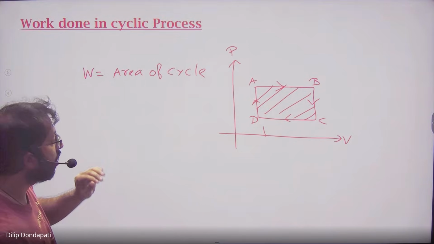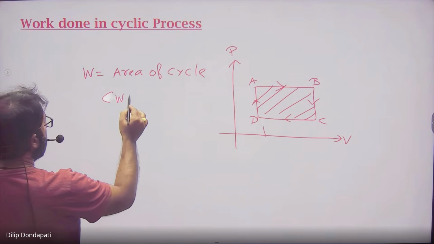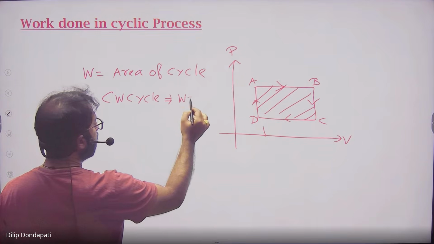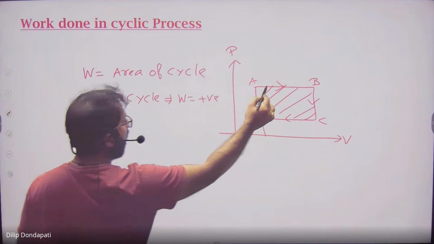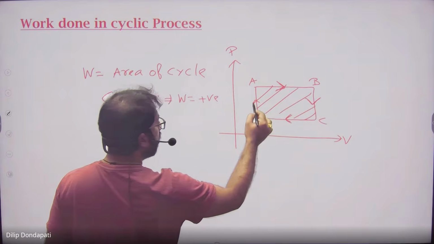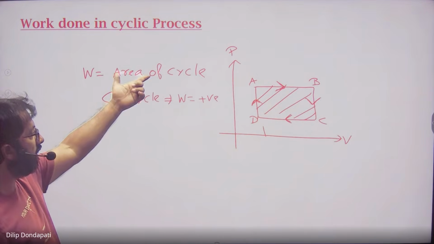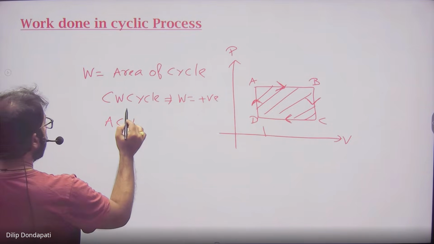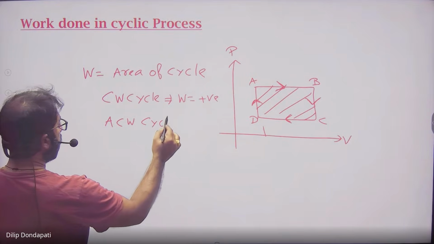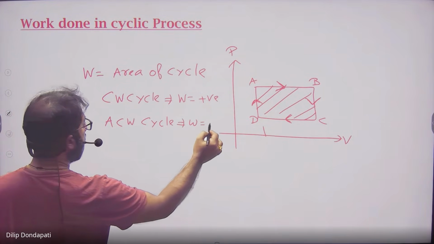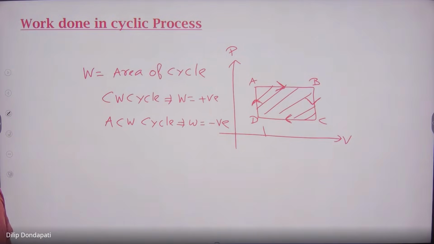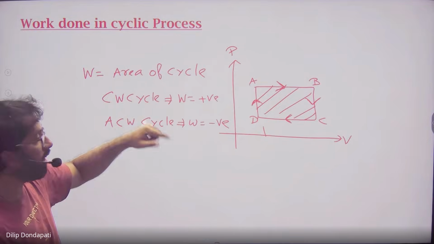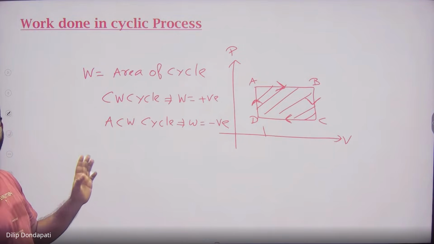And after finding it, if it is a clockwise cycle, then work done you should take as positive. The arrows will show the direction. So you have to understand: for clockwise, after finding the area you put positive. If it is an anti-clockwise cycle, the work done you take as negative. After getting the answer, put the negative sign, that's it. Only when you want the work done of the complete cycle will this formula be used.